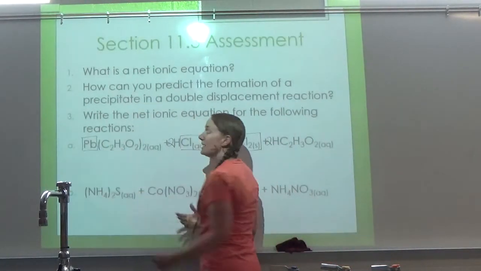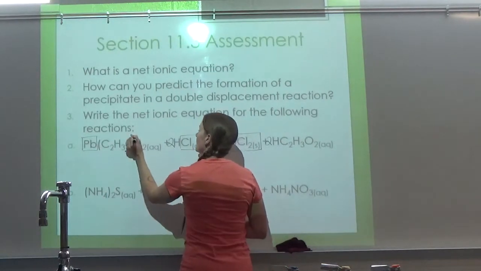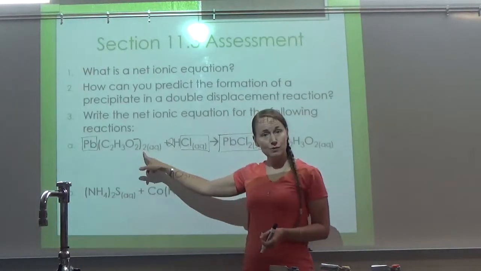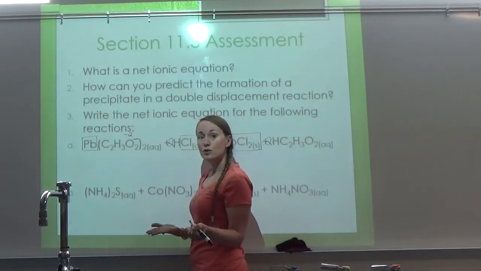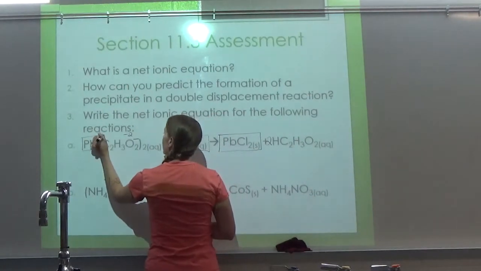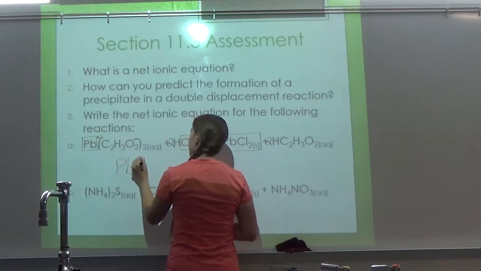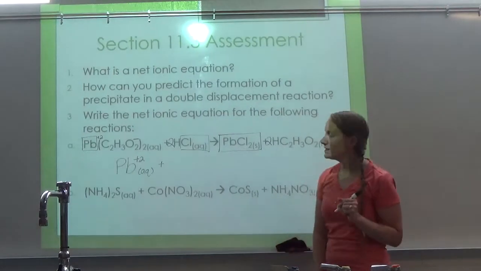So Pb can have multiple charges, so I'll look at acetate. On your polyatomic ion sheet, acetate has a -1 charge. However, there are 2 of them, so that's really a -2 charge. What cancels out a -2? A +2. So I'm going to bring down Pb, +2, and since it is an ion alone, it is aqueous.